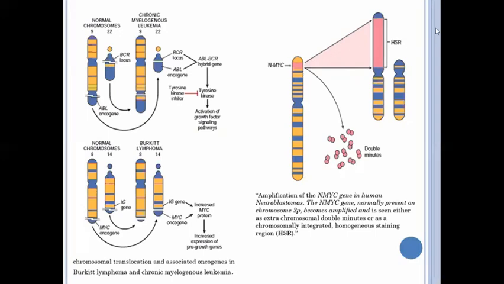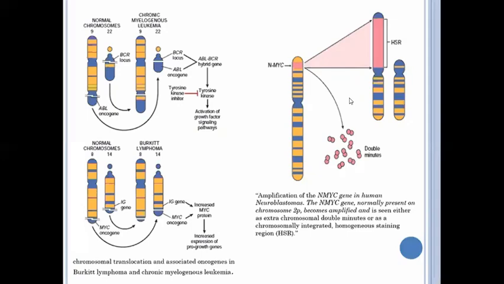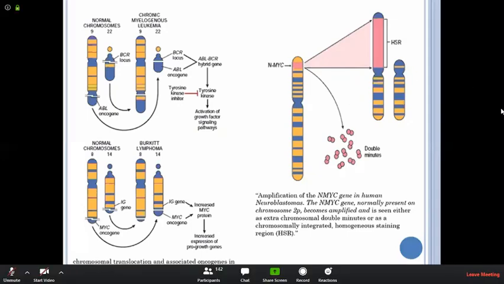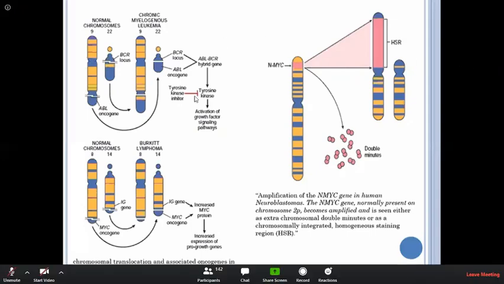On the right-hand side, the diagram shows the amplification mechanism: amplification of NMYC in human neuroblastoma. The NMYC gene, normally present on chromosome 2p, becomes amplified and is seen either as extrachromosomal double minutes or as a chromosomally integrated homogeneously staining region, the HSR. So multiple double minutes will be produced from one region of the gene that is amplified, forming different types of malignancies.